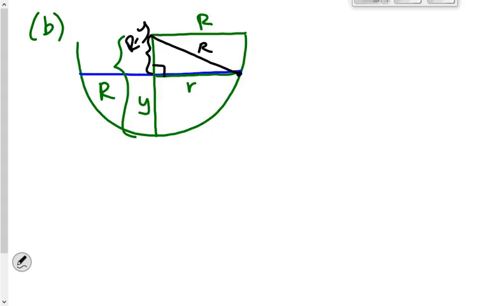Similar a little bit to what we were talking about in physics yesterday with the pendulum and the position that the pendulum was. Okay. So it's a right triangle. My hypotenuse is capital R. And then my sides are little r and big R minus y.